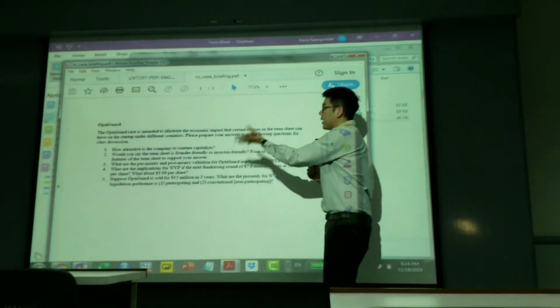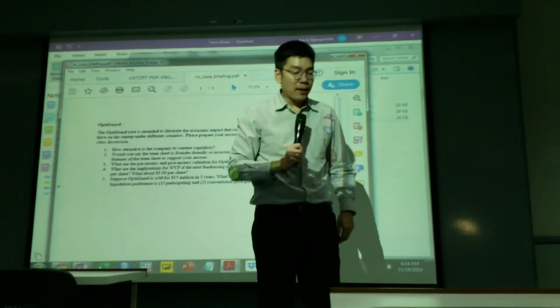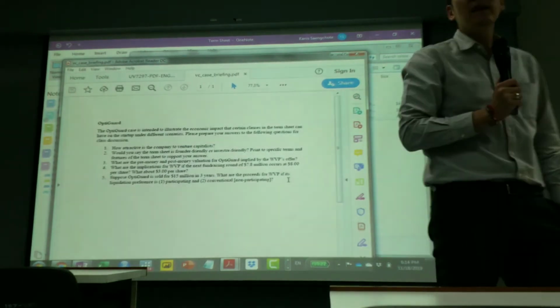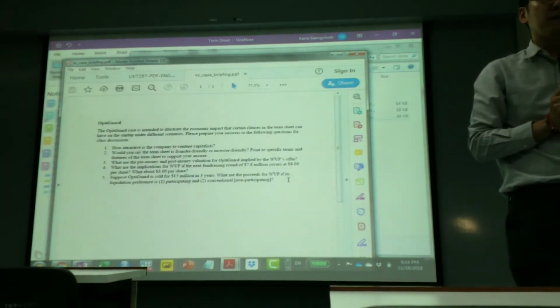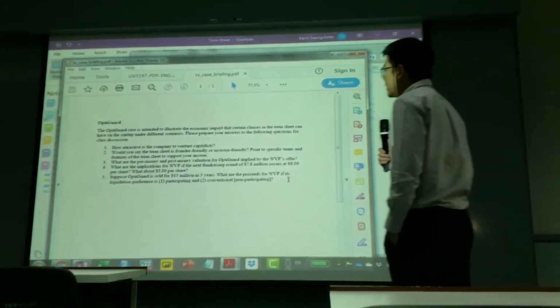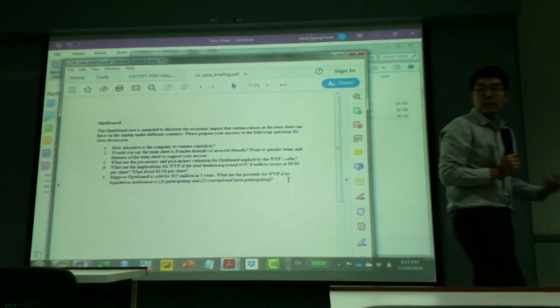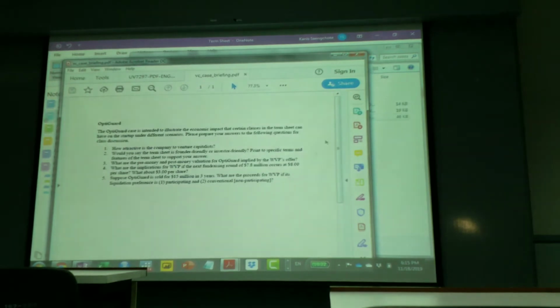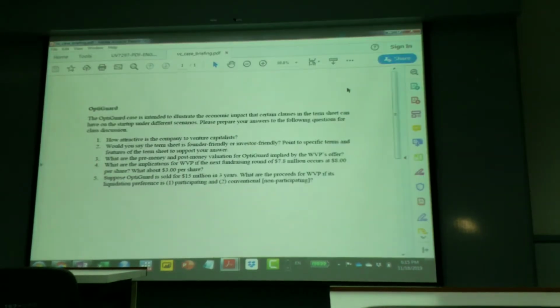So first, as you read the case, think a little bit about if you're a potential investor in the company. It could be a venture partner, it could be anyone who talks to this company. Is this company attractive to you as a venture capitalist? Okay, so that's the first thing to always keep in mind when you read through the case.